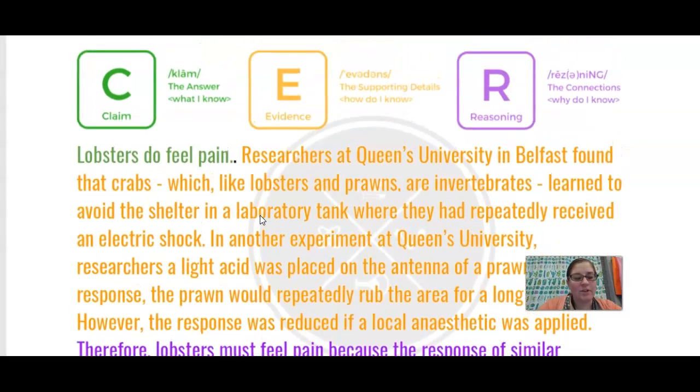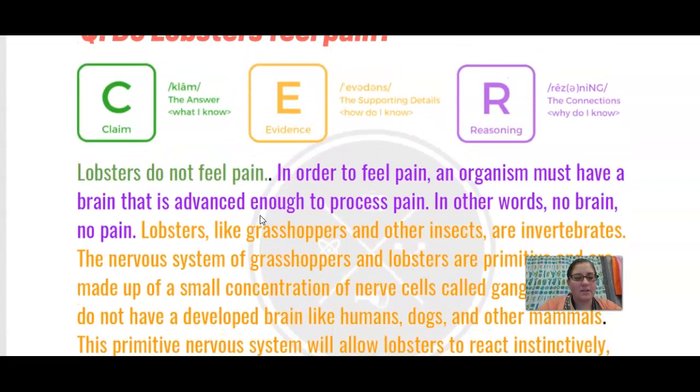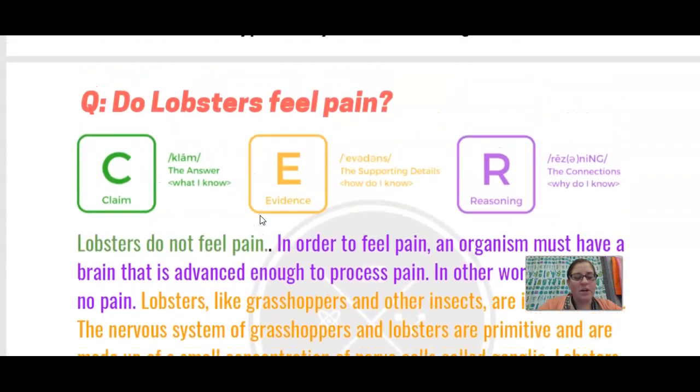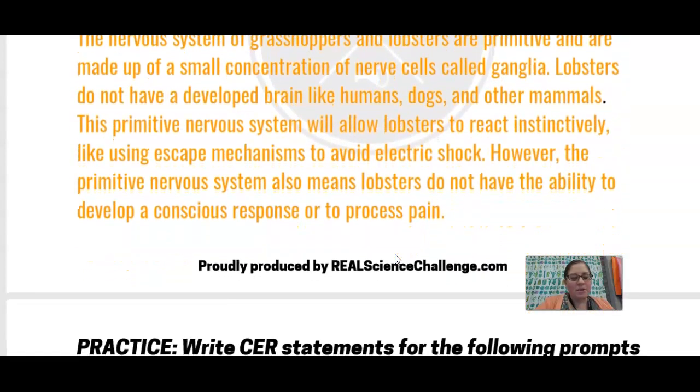Okay, and they actually provide 2 different sides to the question, do lobsters feel pain? In one paragraph, they talk about how they do. In the next, they talk about how they don't. So it's really important that when you're looking for evidence, you find evidence that really supports your claim. Oftentimes you can find information or evidence that supports both sides. And really it comes down to the reasoning that you use in order to support or link your claim with your evidence. So those are examples that you can use.